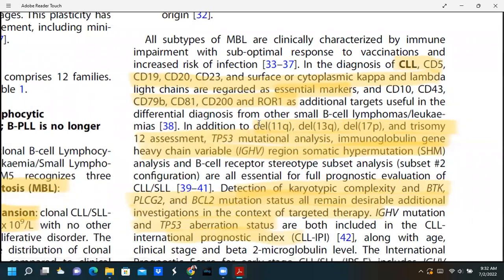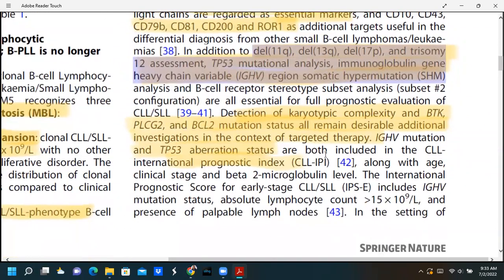And now, we used to do all of these in CLL, SLL. We used to see the cytogenetics and the others. So basically, DELF 11q, 13q, 17p, trisomy 12, TP53, IGHV. All of these are prognostically important. So now, these become all essential. They are all essential for the full prognostic evaluation. So again, if you have CLL, they're recommending that these are all essential for the prognostication of the CLL.